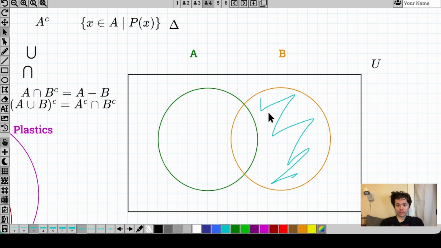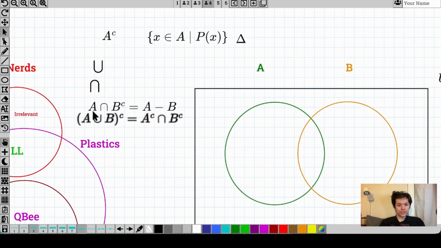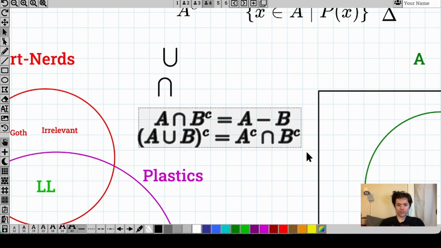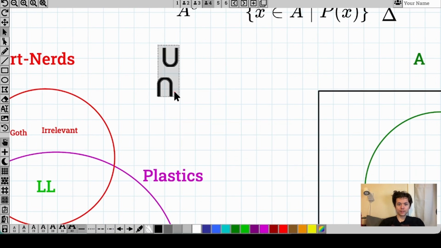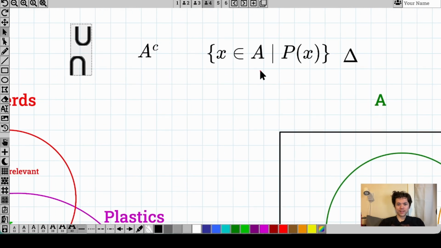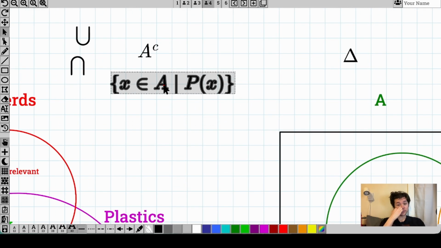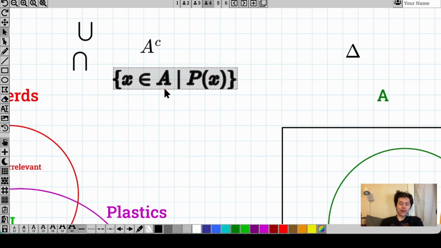I'm going to make some room for the next stuff to come. So the next operation's rather different. This is set comprehension. Now this is very different. This is how you define a subset of A, and you define it by giving some sort of property of the elements. And the thing is, you can give any property here.